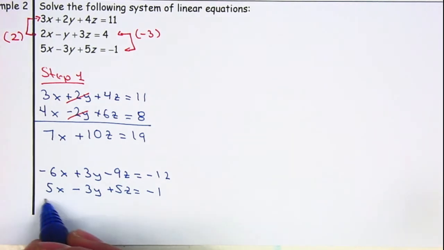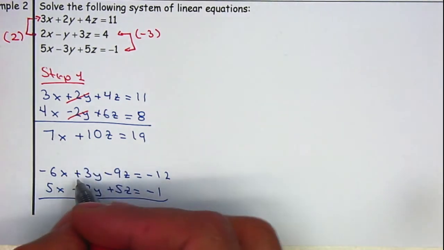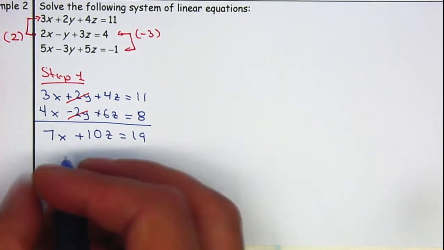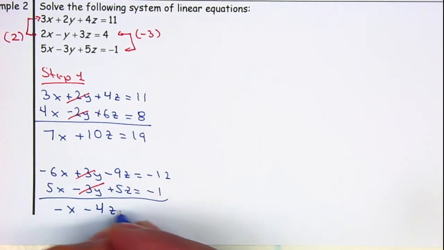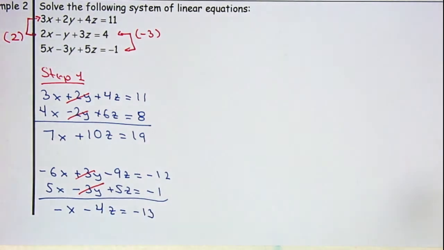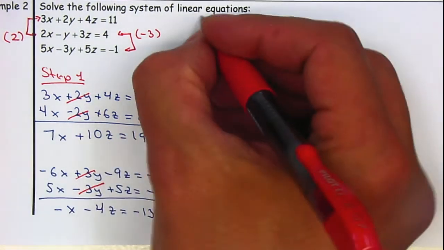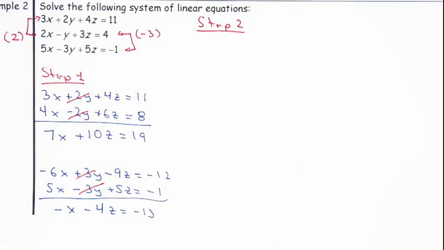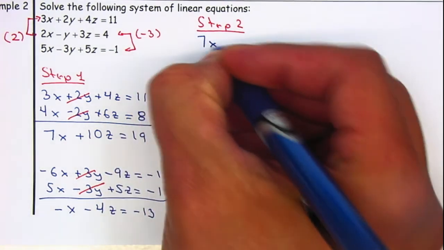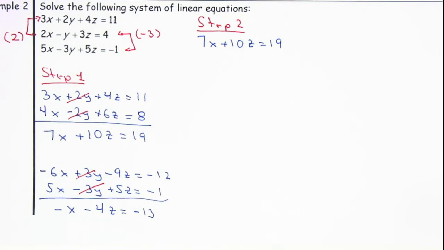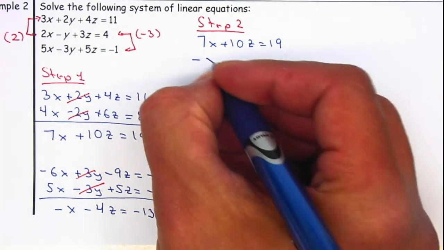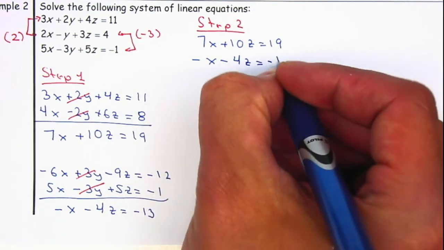Now we are going to combine them, and we are canceling the y's again. That will give me negative x minus 4z is equal to negative 13. Now that we canceled the y's twice, we are going to go to step number 2, and we are going to combine both equations. So we have 7x plus 10z is equal to 19. We have negative x minus 4z is equal to negative 13.